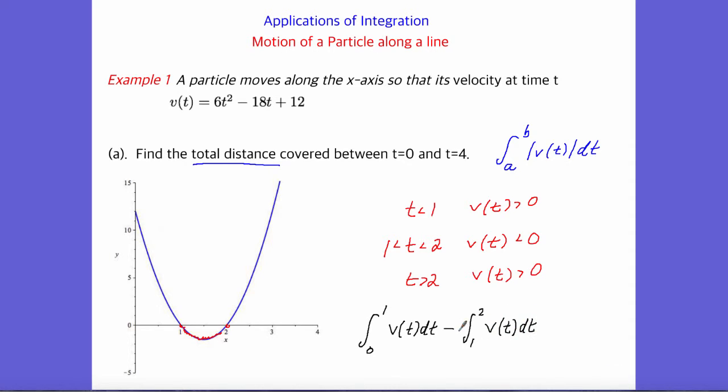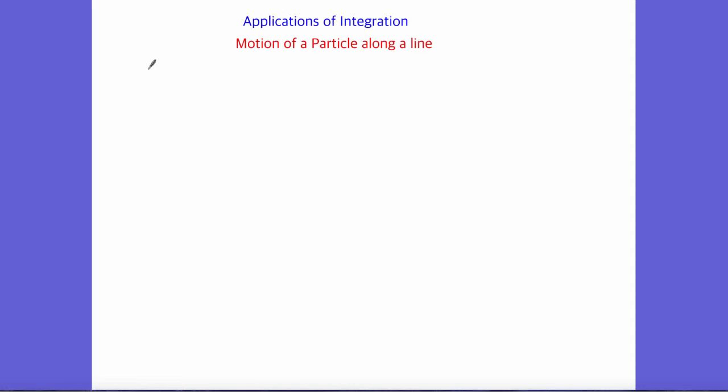Because we take the opposite, we're going to get the total distance. And finally, between 2 and 4, the velocity is always positive, so we integrate v of t. Again, we don't need absolute value bars on the first and last integrals, because on those intervals, from 0 to 1 and 2 to 4, the velocity is always positive. And remember, if the velocity is negative, you can take its opposite sign to get the speed.